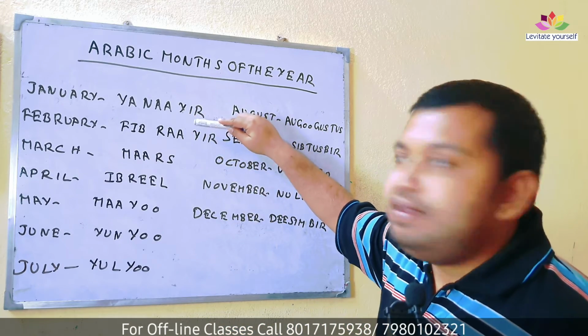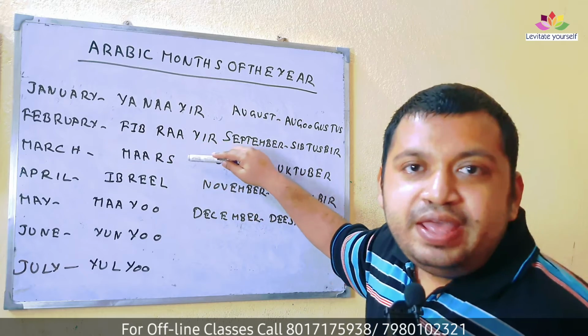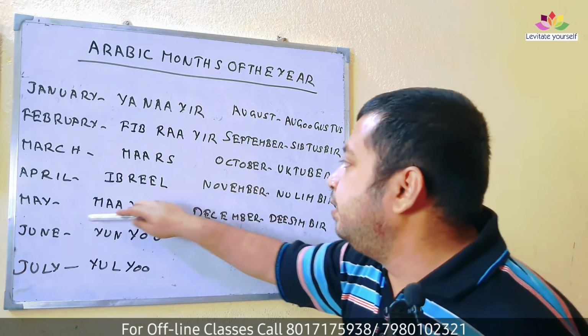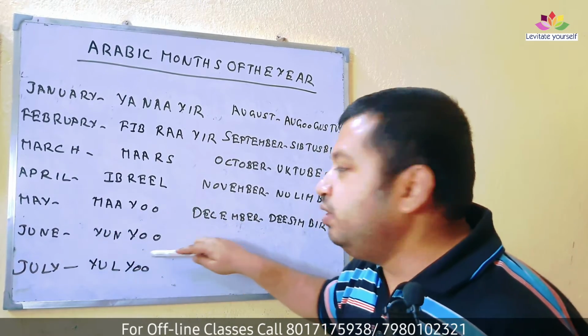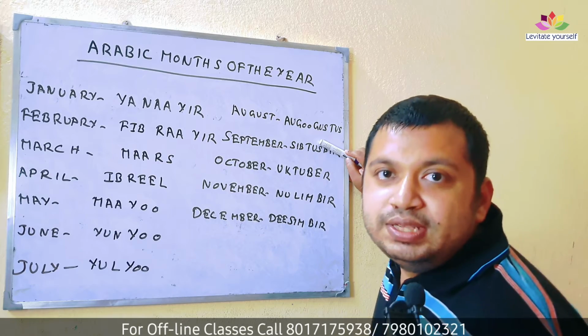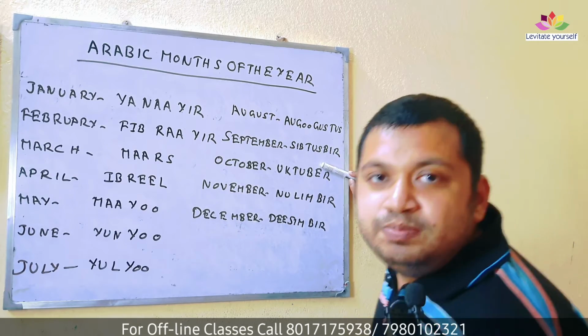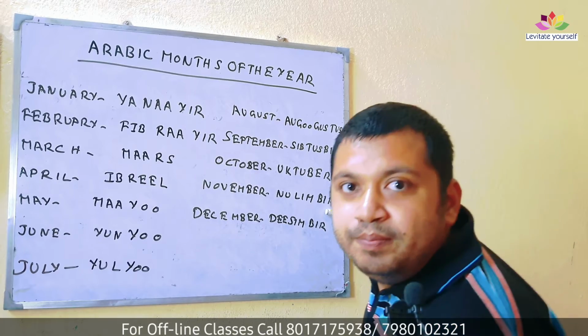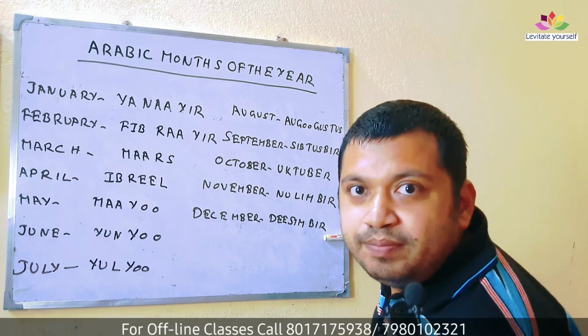January Yanayar. February February. March Mars. April April. May Mayo. June Yuno. July Yulo. August Augustus. September September. October October. November November. December December.